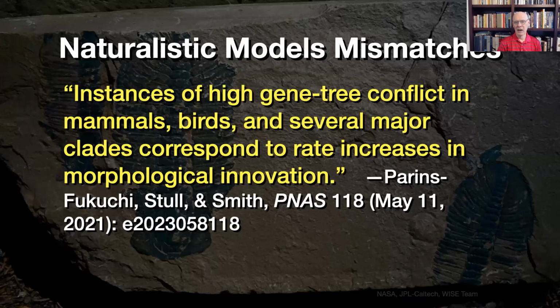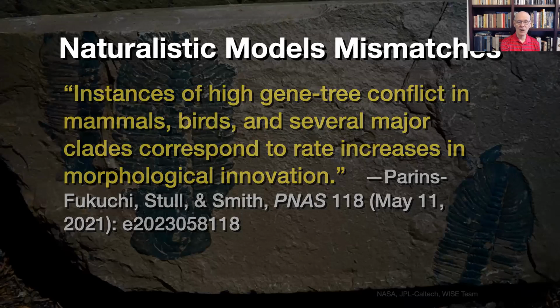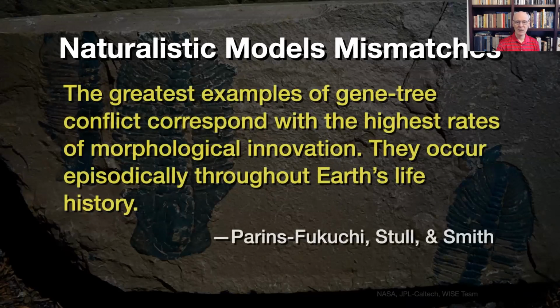And they make the point in the paper that this is unanticipated from a naturalistic perspective. It's not what you'd expect. You'd expect the opposite, but this is what we see. And then they go on to make the point that the greatest examples of gene tree conflict correspond with the highest rates of morphological innovation, and they occur episodically throughout Earth's life history. Again, this is unanticipated from a naturalistic perspective. It's not something that we see continuously.